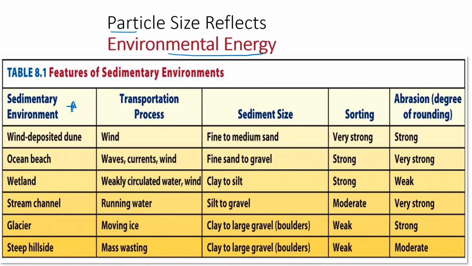The transportation process. Well, we know what the transportation process is going to be here. Wind, waves, currents, wind on a beach, wetland, weakly circulated water, maybe some wind. Wetlands are going to be flat. Stream channel, running water would be the transportation process. Glacier, ice is the transportation process. Steep hillside, that would be mass wasting. So this is where gravity is going to be the major factor behind why something is moving.